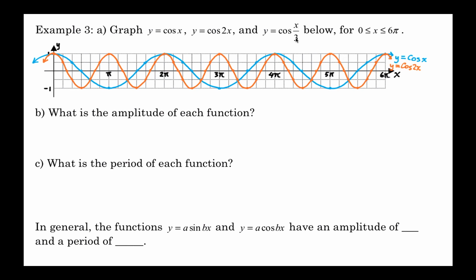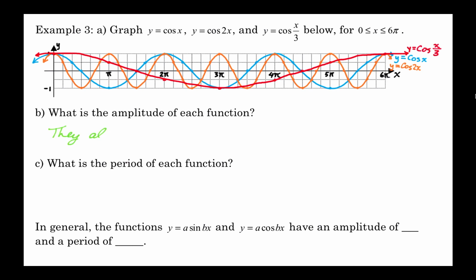And then the last one, I'm replacing the original cosine x with cosine x over 3. So this is horizontally stretched by a factor of 3. And so you'll see that this takes all the way up to 6 pi just to complete one cycle. So 0 to 2 pi, normally, to complete one cycle. Now with this one, it goes all the way out to 6 pi to complete one cycle. So it's horizontally stretched by a factor of 3. That is y equals cosine of x over 3.